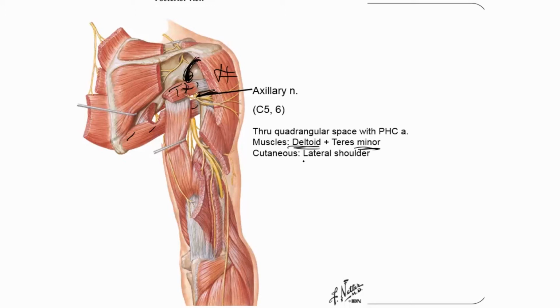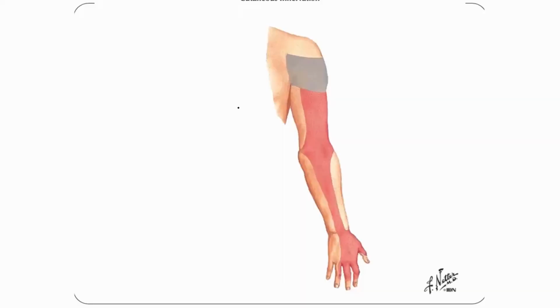The nerve will be cutaneous to the lateral aspect of the shoulder. In other words, the skin that overlies the deltoid muscle. We'll see that in just a second. So this gray area is the area that is going to be supplied by the cutaneous branches of the axillary nerve. So that area of skin, and we see it on the posterior surface, and importantly, it comes all the way around to the anterior surface. So the skin over the deltoid is supplied by the axillary nerve.